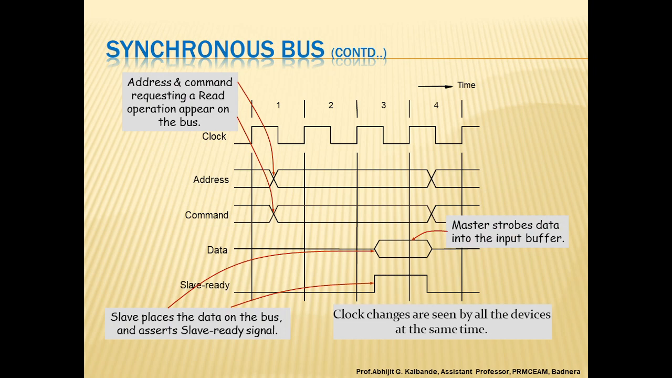And this is the final diagram, showing address and command completion along with the different clock periods. You can observe here the address and command requesting a read operation appear on the bus. Here the slave places the data on the bus and asserts the slave-ready signal. The clock changes are seen by all the devices at the same time, and it is the master that strobes the data. So this is all about the synchronous bus.